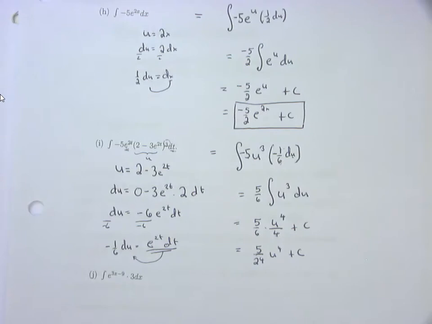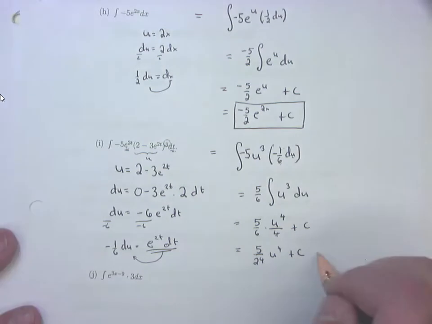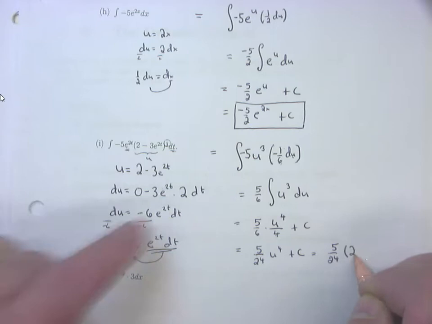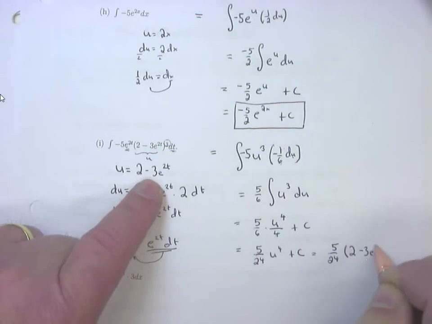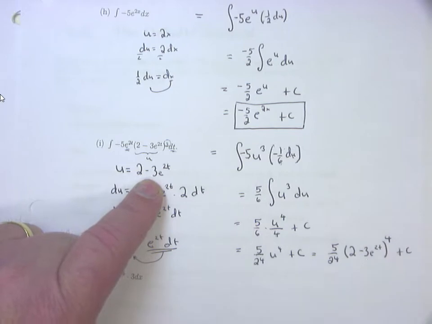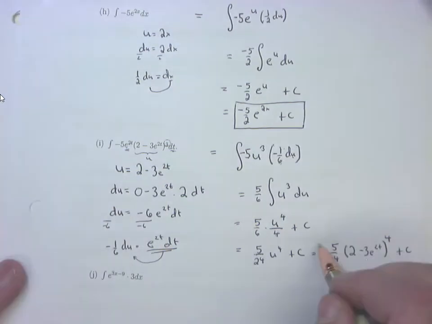And what's the last thing you do to u substitution? Back substitute. So your final answer is going to be 5 over 24 times u, which is 2 minus 3e to the 2t, to the 4th power plus c. Just replacing the u with the original, what you let u equal to. And there is my solution.